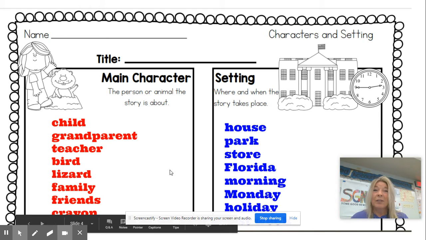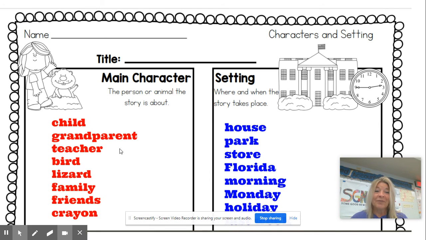Here are some examples of characters. A character could be a child. A character could be a grandparent, could be an adult. You could have a story where the character is the teacher, and you might even learn that teacher's name in the story. All three of these characters could even be in one story. Those would be the who the story is about.